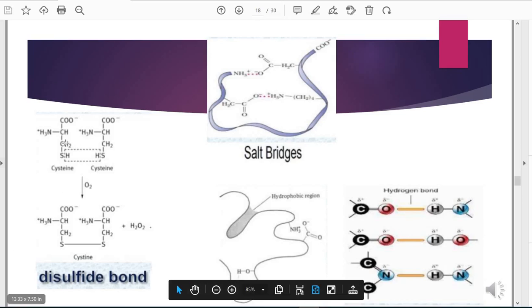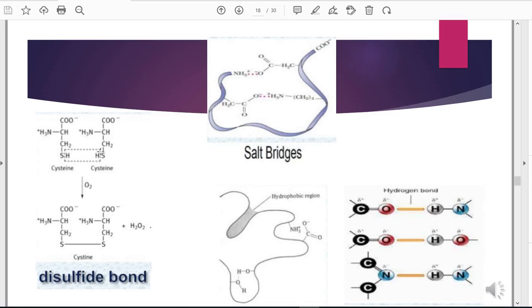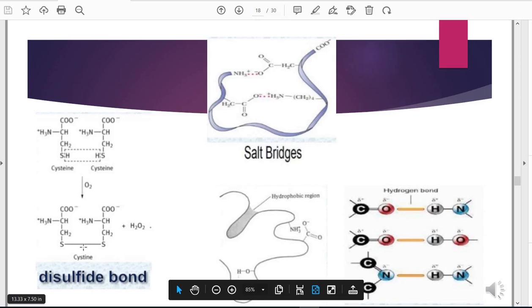The second bond is the disulfide bond. When two molecules of cysteine containing a sulfhydryl group, SH, lose their hydrogens with oxygen, this is oxidation, forming water, and will form cysteine containing the disulfide bond. This is the disulfide bond after oxidation.